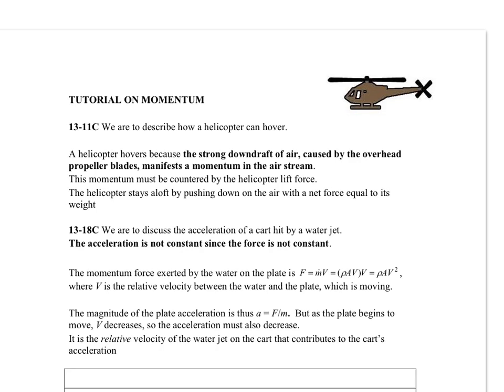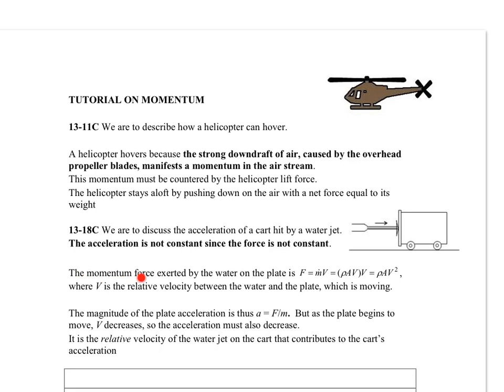We now look at the next question. It regards the acceleration of a kite hit by a water jet. Let's have a picture of it. Now here we have a picture of the jet impacting the kite. We are to figure out, according to the solution, why the acceleration is not constant. Now the answer follows in these two paragraphs.